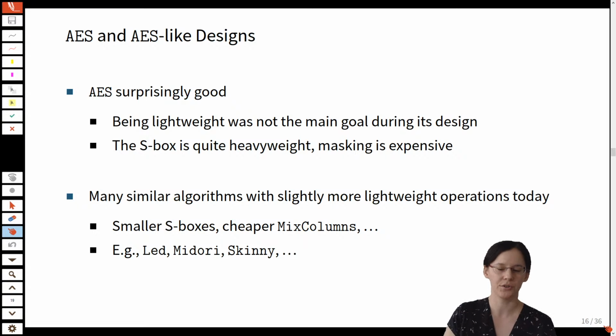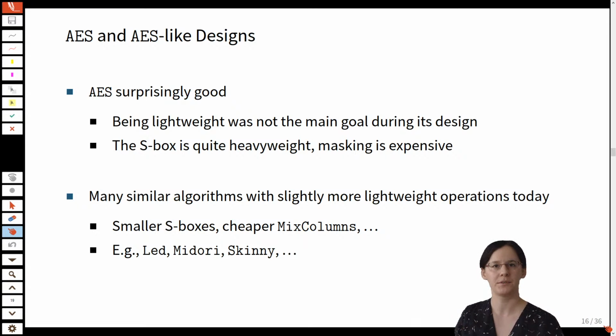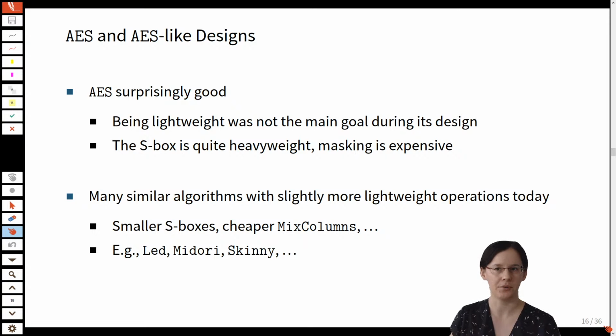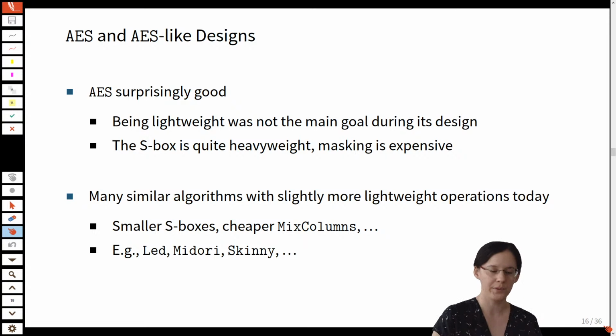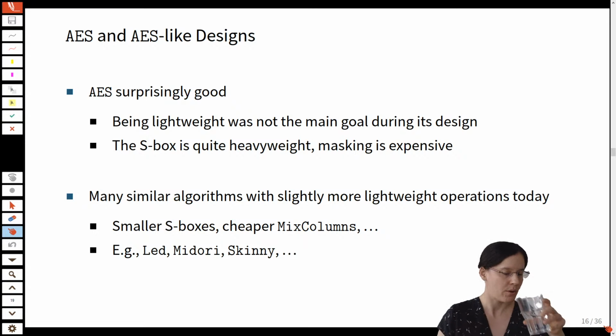It even more so if you want to do masking or things like that. However, many lightweight ciphers of the past years have just taken the AES approach and tried to make some individual steps more lightweight. And one of the chief things to do there is to have a smaller S-box. So to use, for example, 4-bit S-boxes instead of 8-bit S-boxes, because this is easier to do in hardware and also easier to mask.